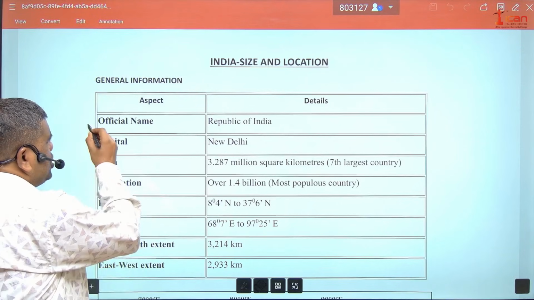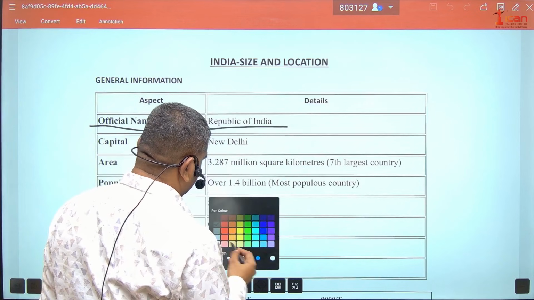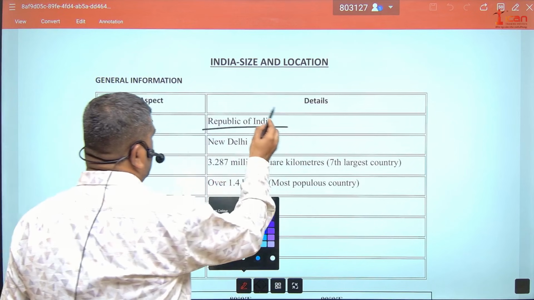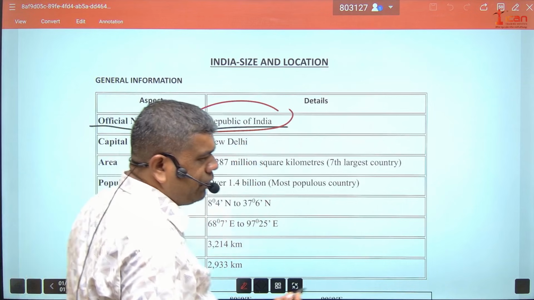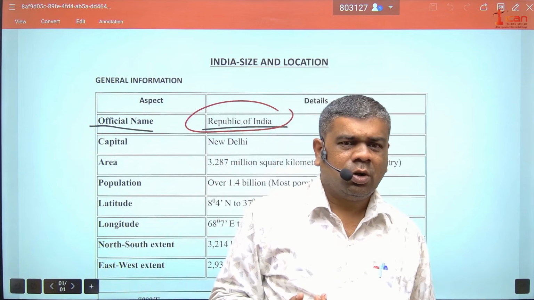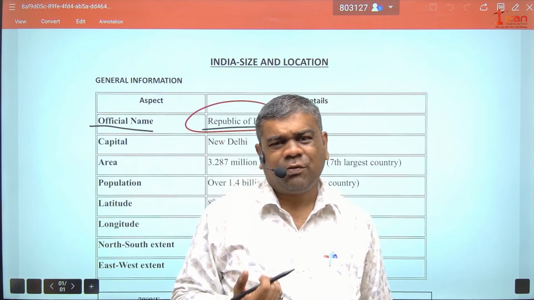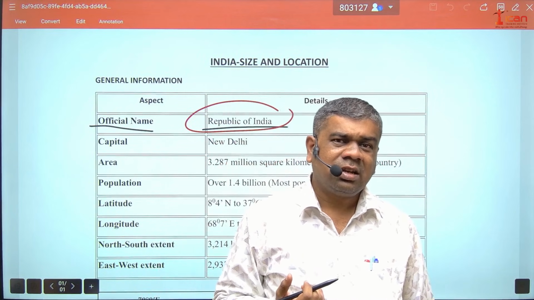So what is the official name of India? It's the Republic of India. Why is it called the Republic of India? Of course, when we study Indian polity, it will be much clearer to us. But it is called the Republic of India because the head of the state, which is the president, is elected.